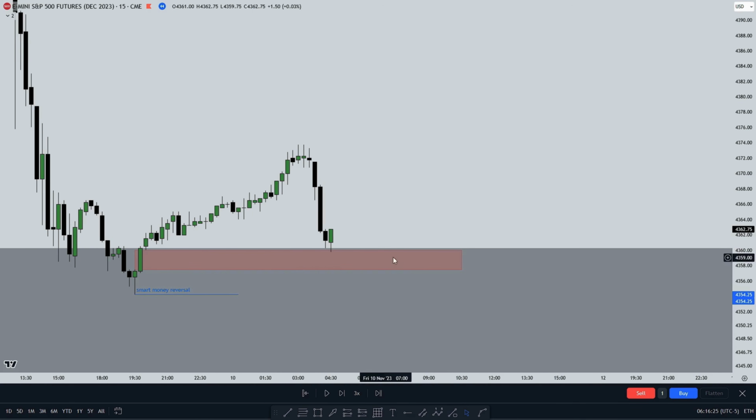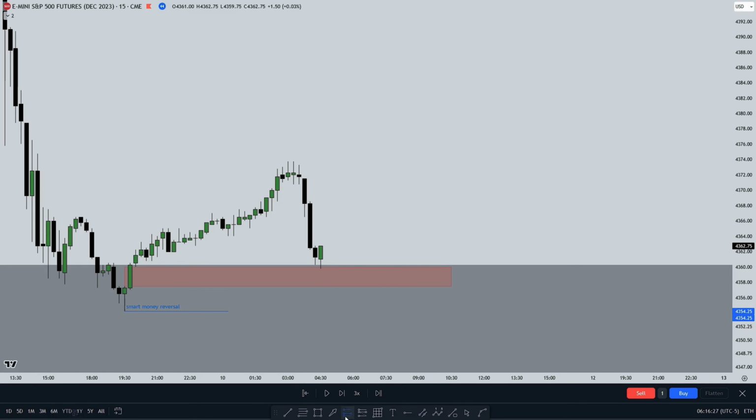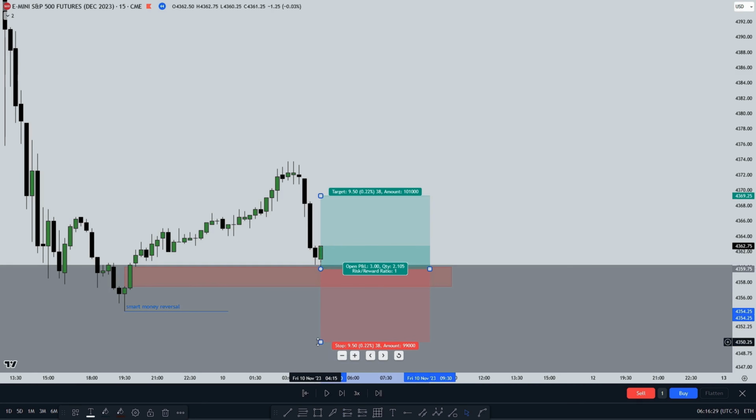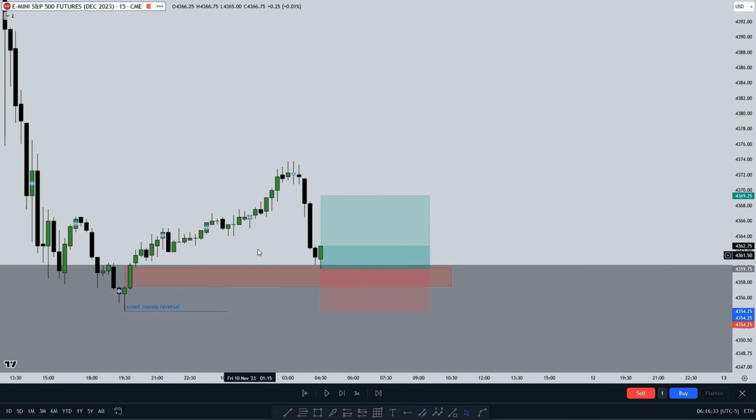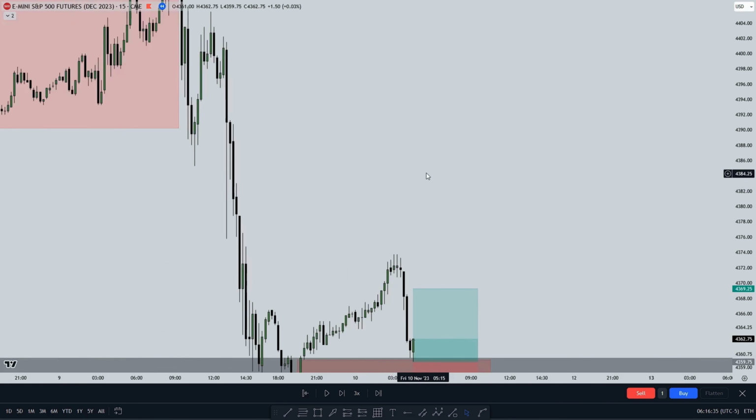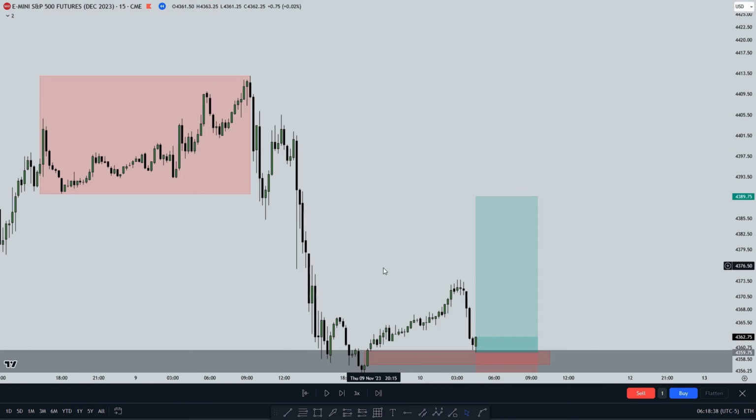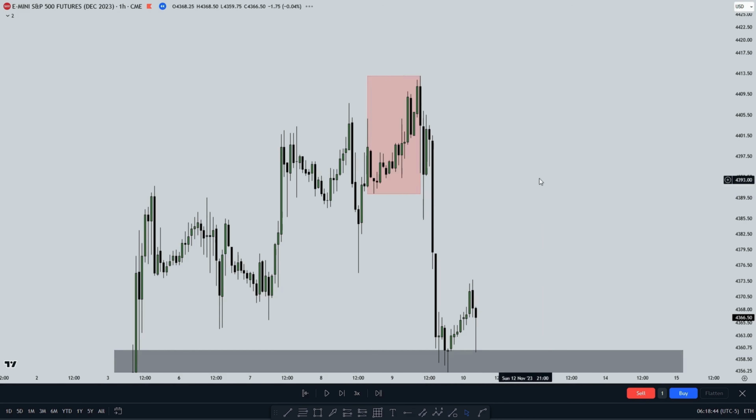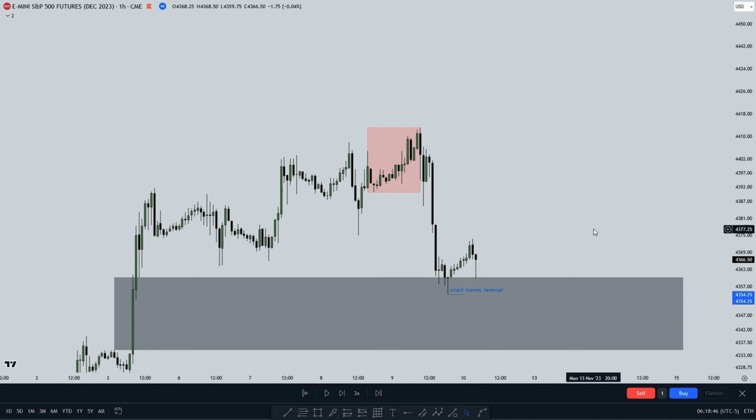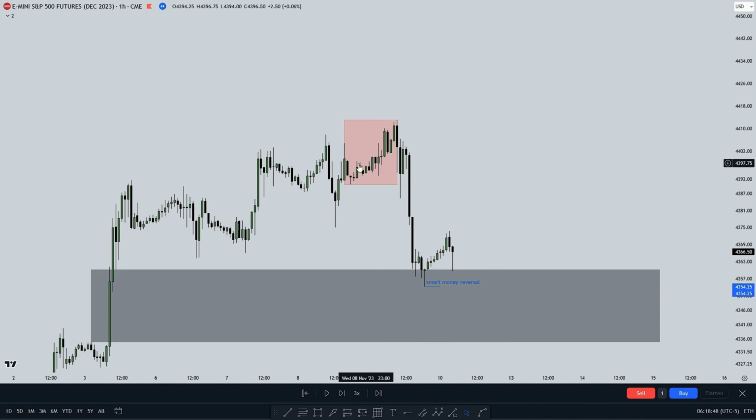Right here we touch the fair value gap, so a trade entry will look something like this, where your stop loss would be at the smart money reversal, and then you can zoom out and find any original consolidation right here. This may not look like an original consolidation, but if you go out on the 1 hour and zoom out, you can see it a bit more clear.